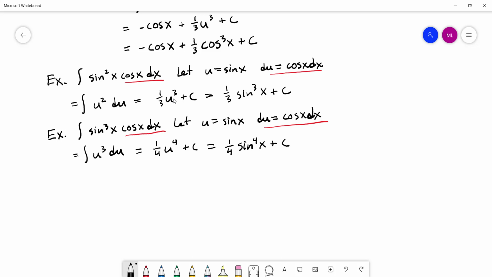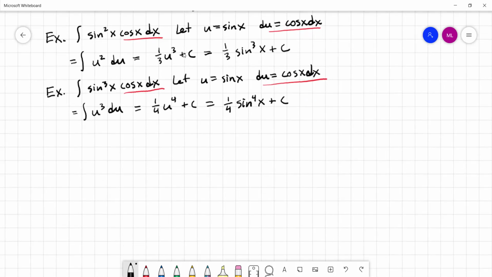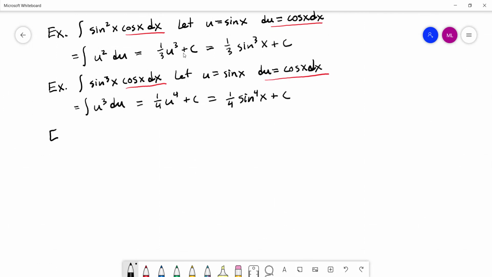Okay, so those aren't too bad. It's nice if we have a trig function and its derivative showing up with just a first power. But what if we had something a little bit trickier, like this? What if instead of the problem we just did, I was trying to find the integral of sine cubed of x times cosine squared of x dx? Well, this makes things a little bit trickier.